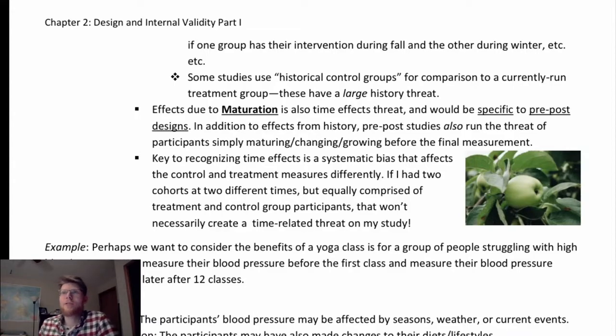So the key to identifying these is just systematic bias, right? So is there something different between my control groups and my treatment groups? Or in the case of a pre-post study, are there other things going on besides the treatment factor itself that could be influencing those results with respect to time?